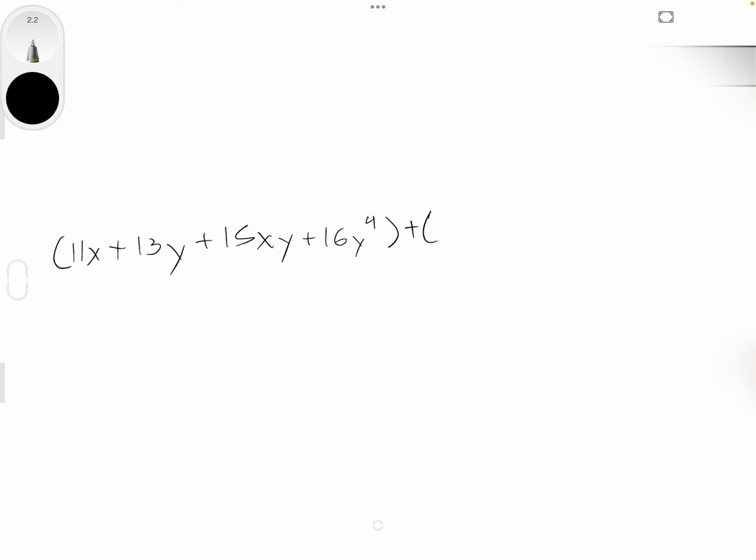And then this side we'll have 8x plus 17y plus 36xy, and then plus 4y to the fourth. Alright, so now let's line it up.